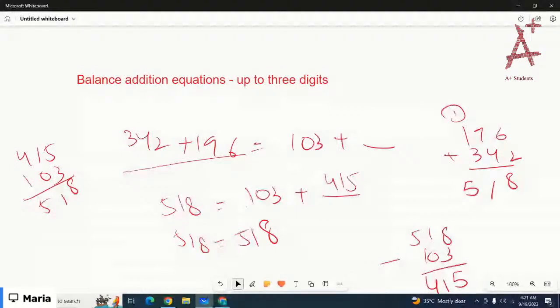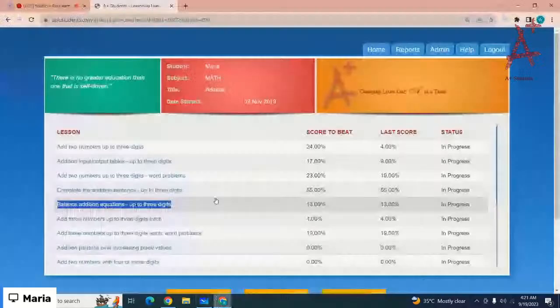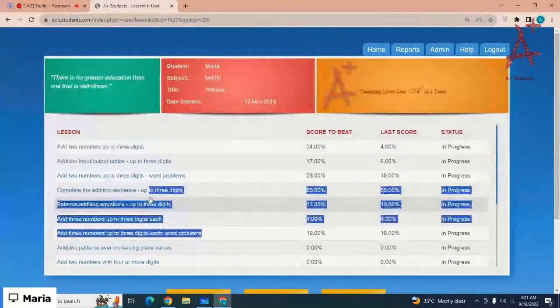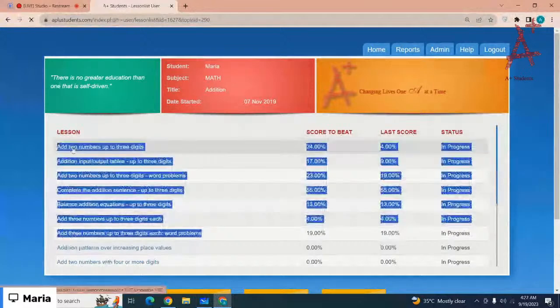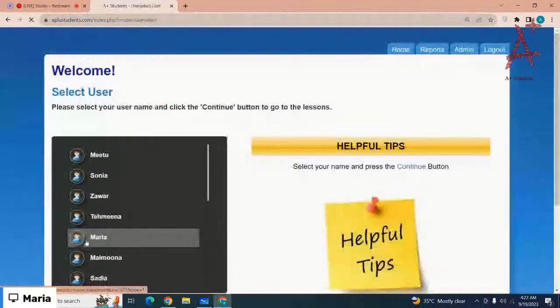Okay, let's start with the practice questions. Here we are on grade 3 math, working on the chapter Addition, and we have covered so many lessons. Let's start with the first lesson.